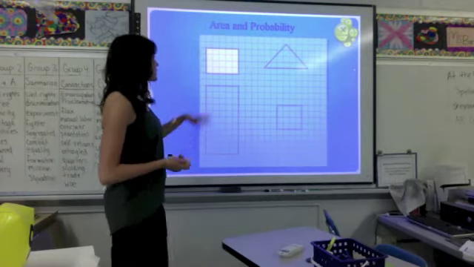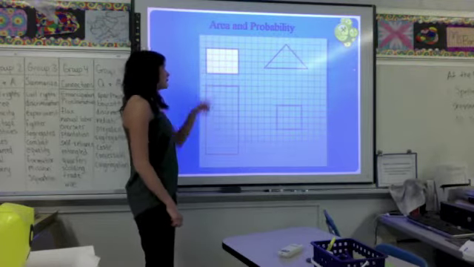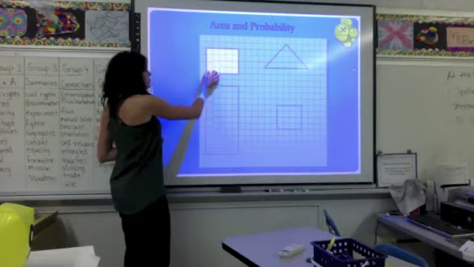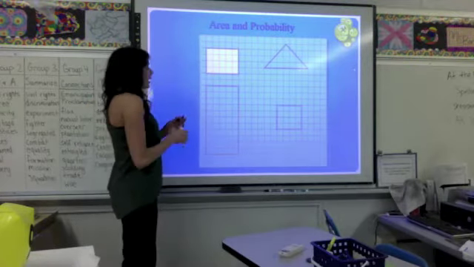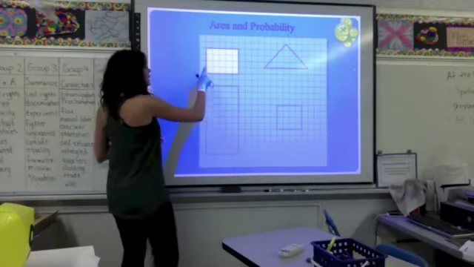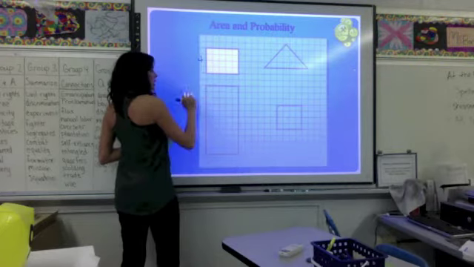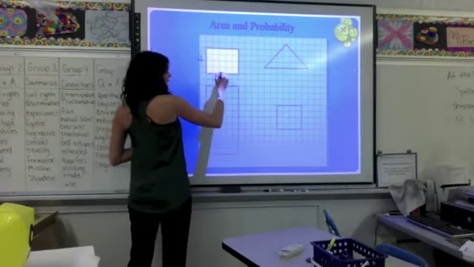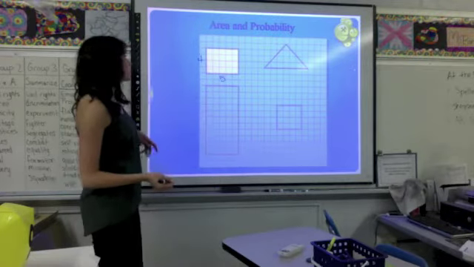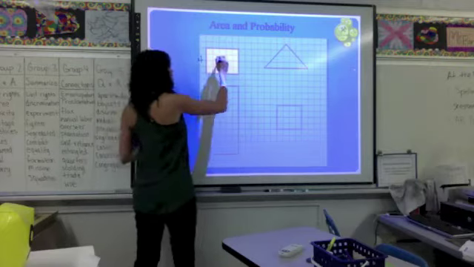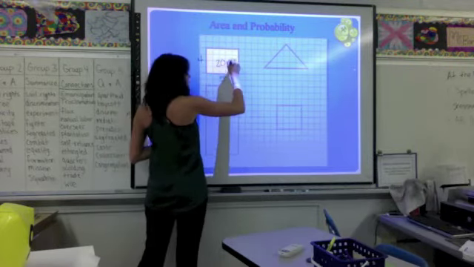So we're going to start by finding the area of this rectangle right here. Each of these cubes represents 1 centimeter squared. To find the area of this rectangle, I look at the height first, and I know that the height is 4 centimeters, or 4 cubes, and the width is 5. To find the area, I just multiply those two numbers. 4 times 5 is 20, so I know the area of this rectangle is 20 centimeters squared.